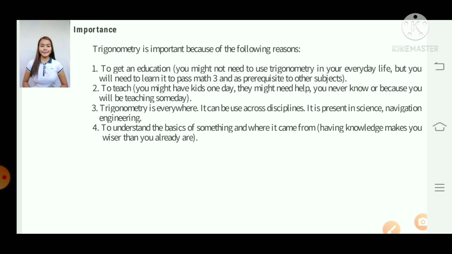Trigonometry is everywhere. It can be used across disciplines. It is present in science, navigation, and engineering. And lastly, to understand the basics of something and where it came from, having knowledge makes you wiser than you already are.